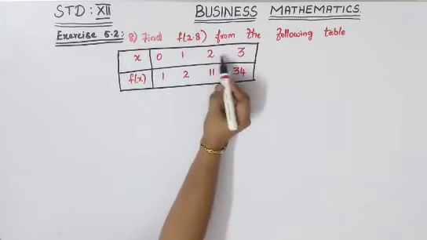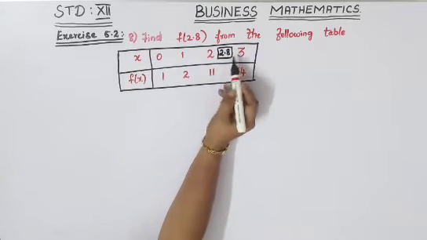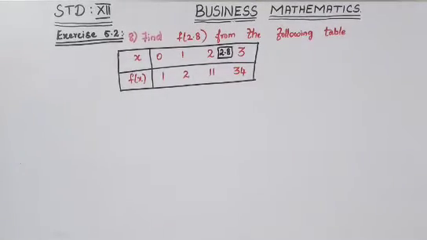Okay. So 2.8 means in this place, in between 2 and 3, you will have your 2.8. So that is at the backward of your table. Okay. So you will have to use your Newton's backward formula.